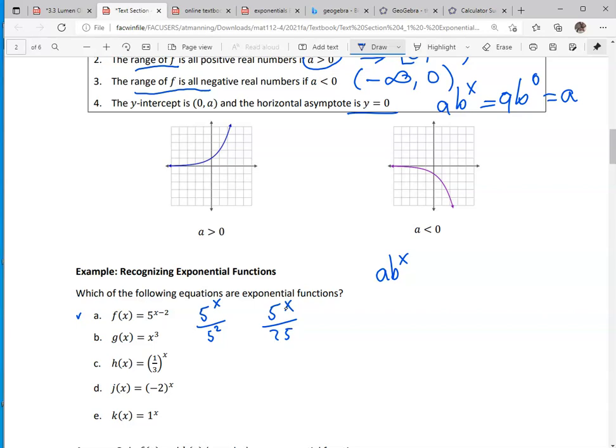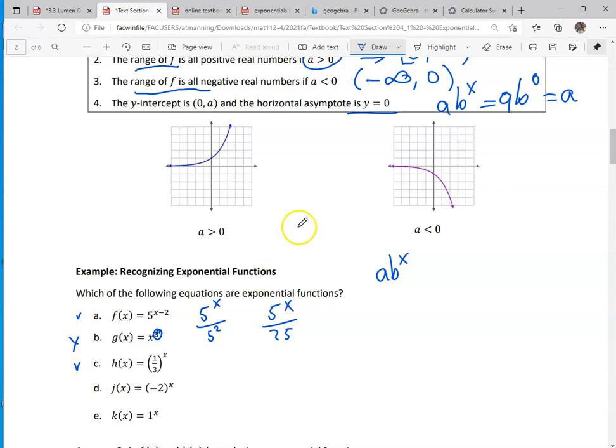Wait a minute. I've got x to some power, the third. Nope, that's not in that form, b to the x, so not that one. This is some number to the x power. That would be my b, so b is 1/3. A is 1, so that sure looks like exponential. Negative 2 to the x power. To think about that, 1 to the x, well, that's some number to the 0th power. I don't think so for that one.